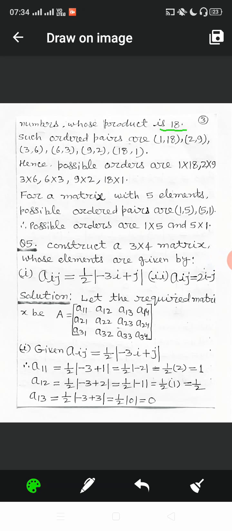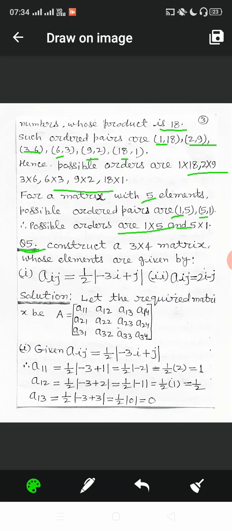Such ordered pairs are (1, 18), (2, 9), (3, 6), (6, 3), (9, 2), (18, 1). Hence, possible orders are 1 by 18, 2 by 9, 3 by 6, 6 by 3, 9 by 2 and 18 by 1. For a matrix with 5 elements, possible ordered pairs are (1, 5) and (5, 1). Hence, possible orders are 1 by 5 and 5 by 1.